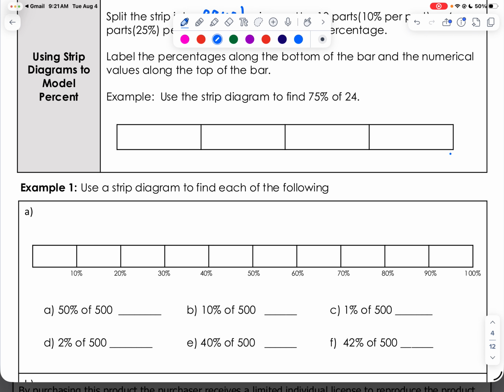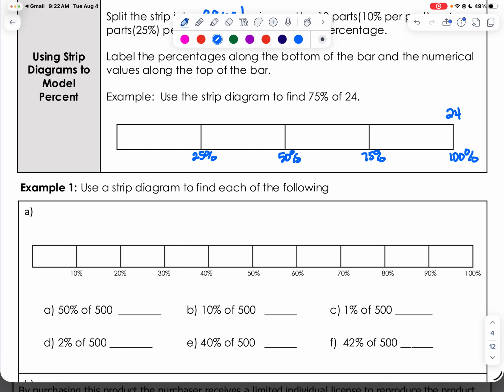So the entire bar is equal to 100%. And this particular strip diagram is divided into 4 equal parts. That means the first part is worth 25%. The first 2 parts would be 50%. 3 parts would be 75%. And all 4 parts would be 100%. What we know here is that the whole in this problem is 24. So 24 represents 100%.